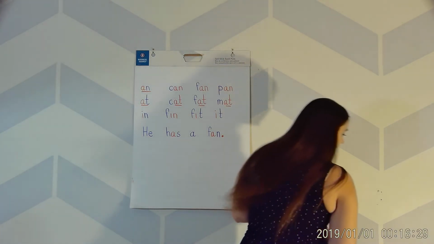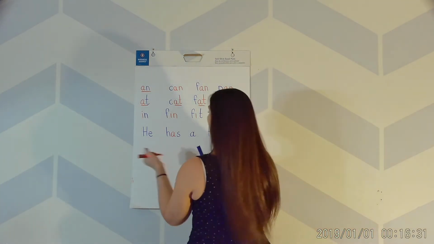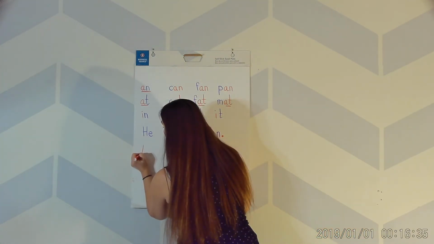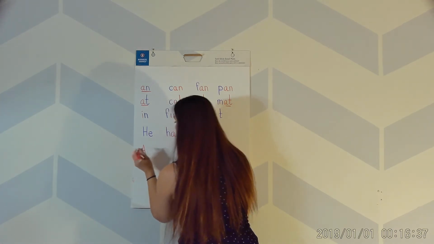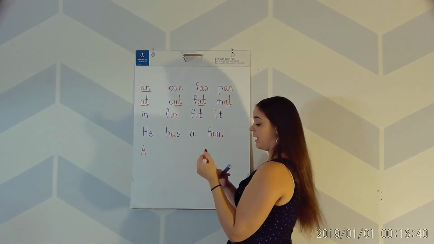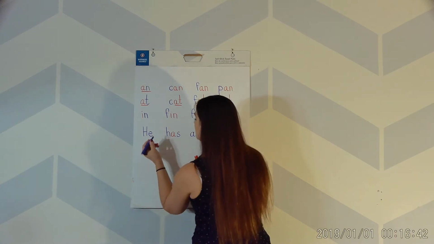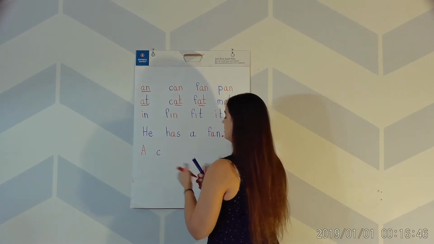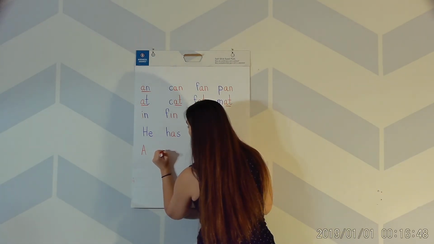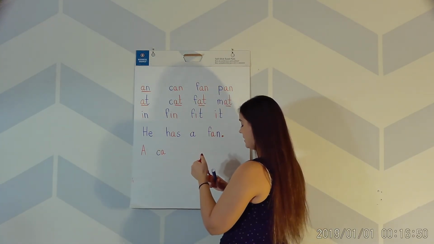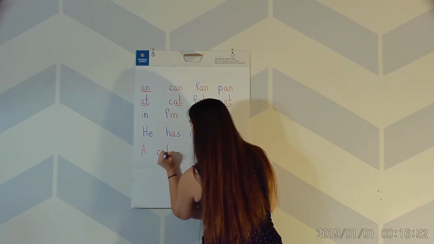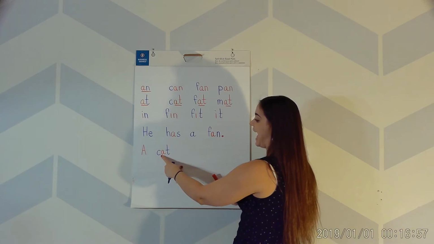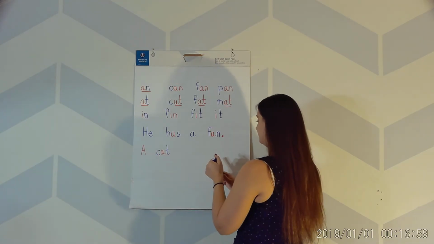Alright, let's do one more sentence. A, remember it has to be a capital A. This is at the beginning of a sentence. C says k. A says a. T says t. Let's blend. K, a, t, cat.